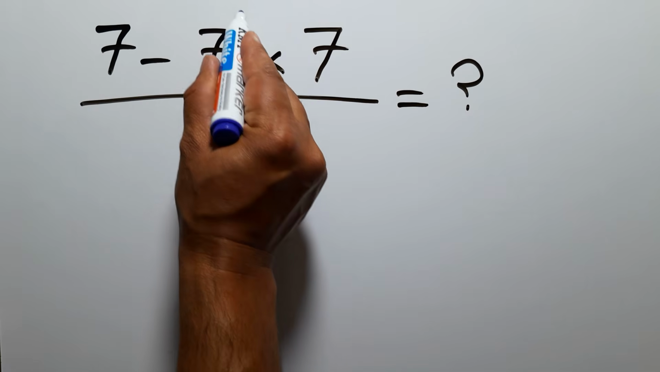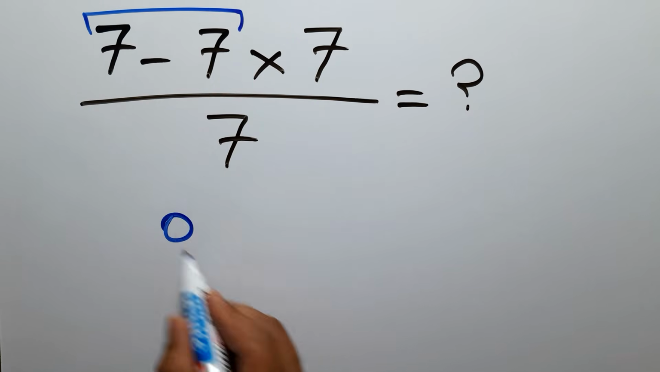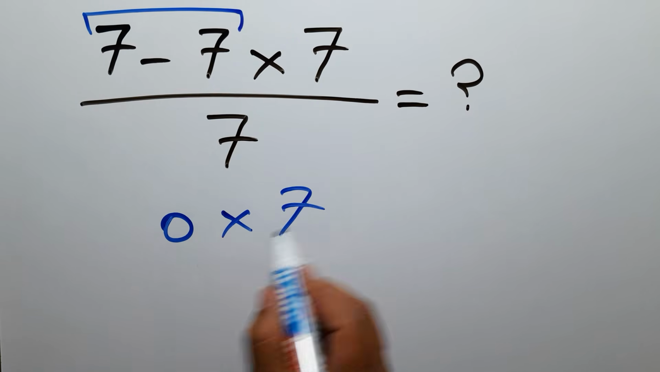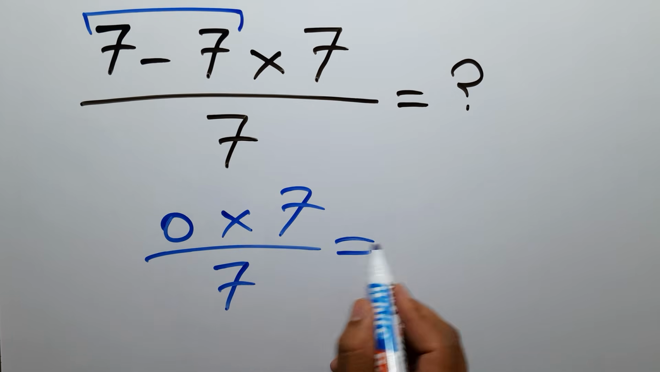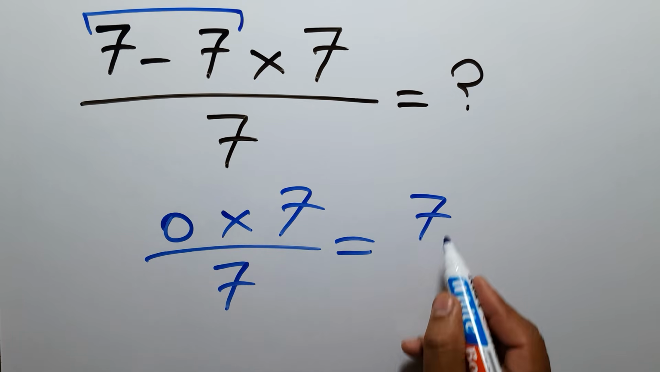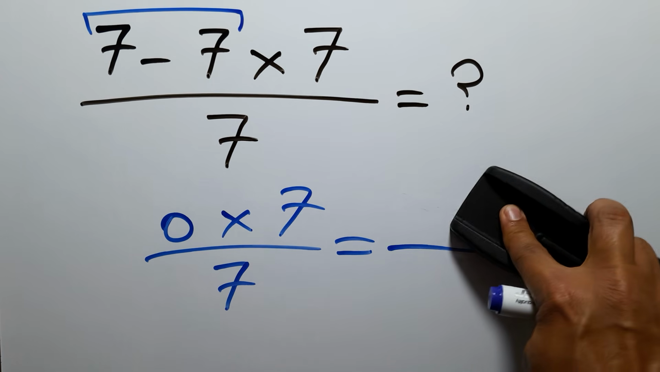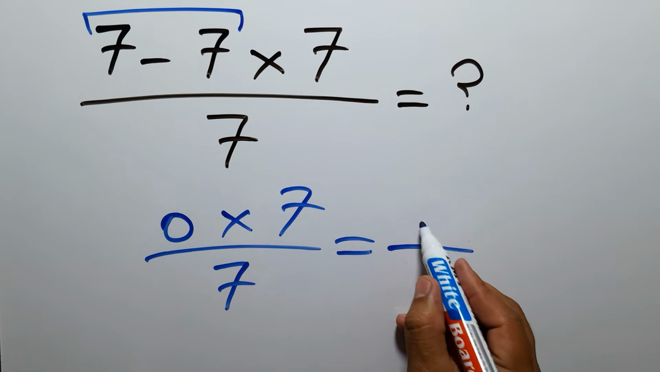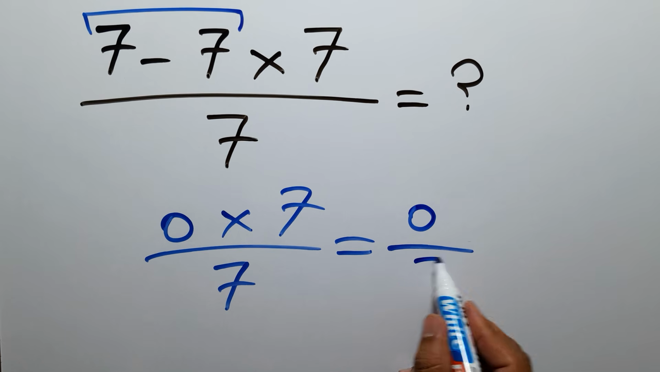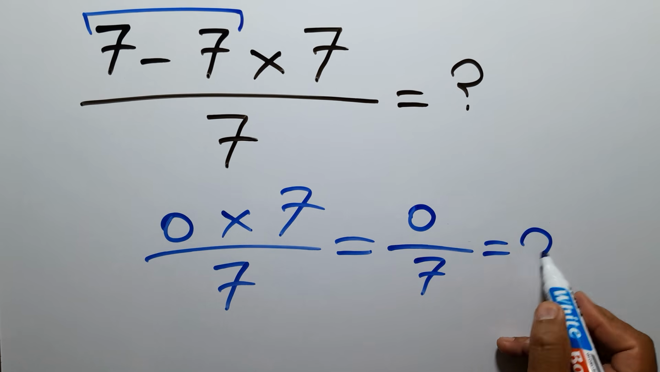7 minus 7 gives us 0. So we have 0 times 7 over 7. Okay, 0 times 7 is just 0. So 0 over 7 gives us 0.